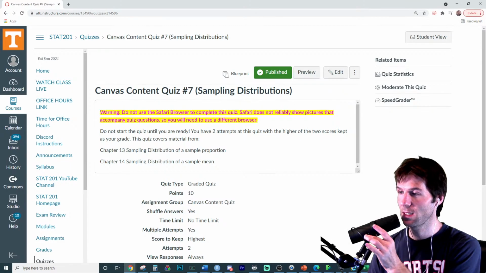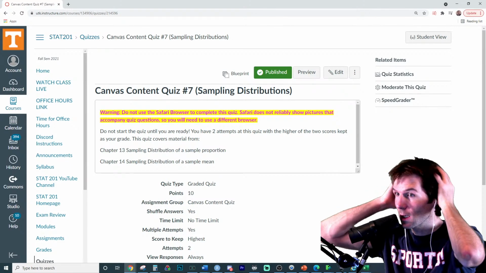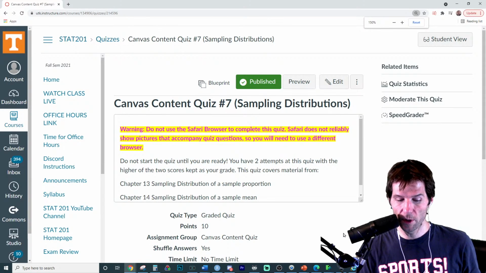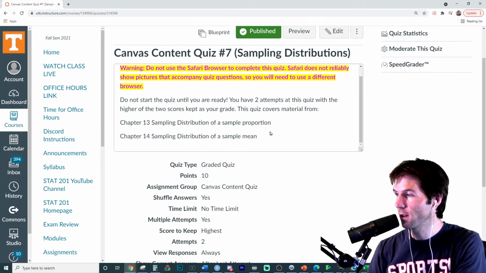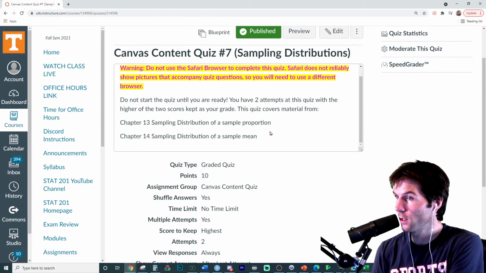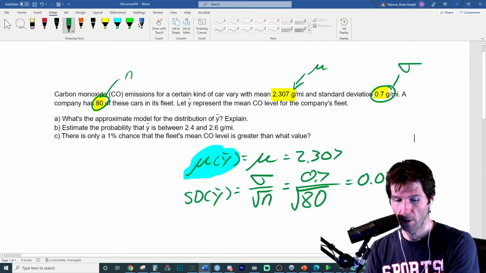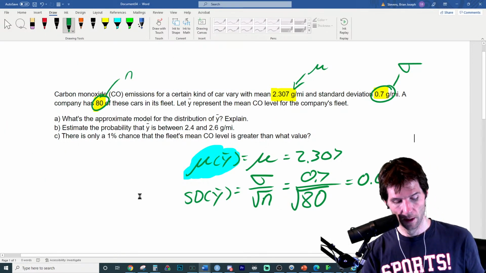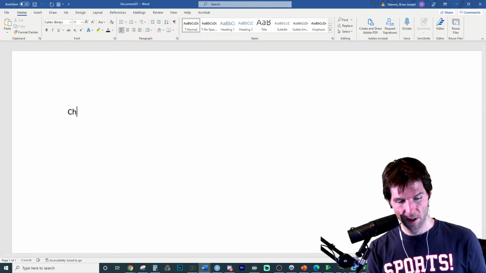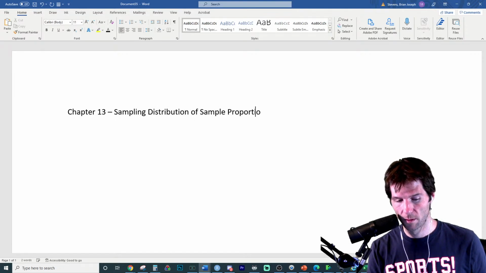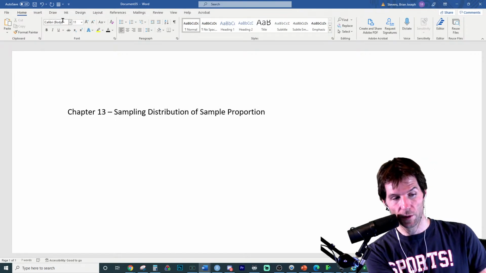Okay, so for the Canvas content, this is on the sampling distribution of the sample mean and the sampling distribution of the sample proportion. So I want to point out some key things right here. These chapters are very much your knowledge of mathematics, so you need to know the formulas for these chapters. For the first chapter, chapter 13, sampling distribution of sample proportion, the formulas are as follows.